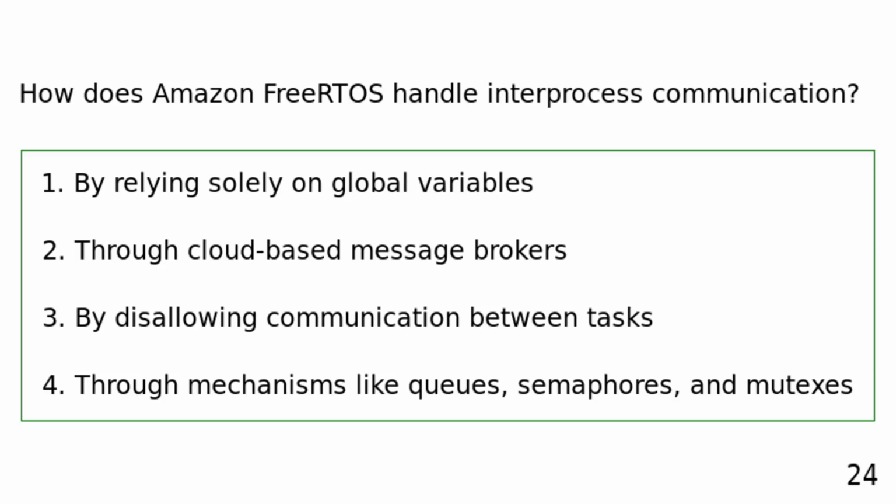How does Amazon FreeRTOS handle inter-process communication? By relying solely on global variables. Through cloud-based message brokers. By disallowing communication between tasks. Through mechanisms like queues, semaphores, and mutexes.